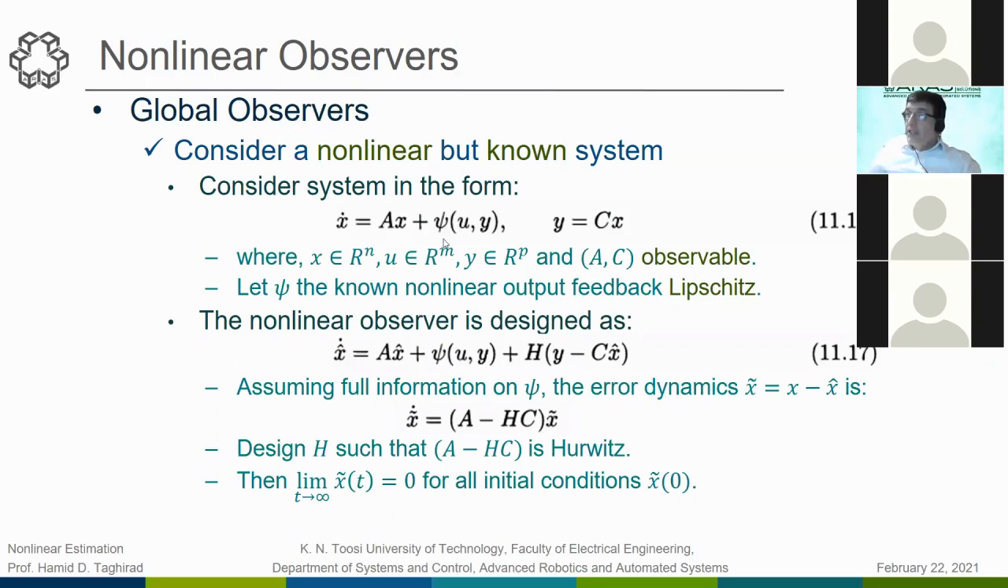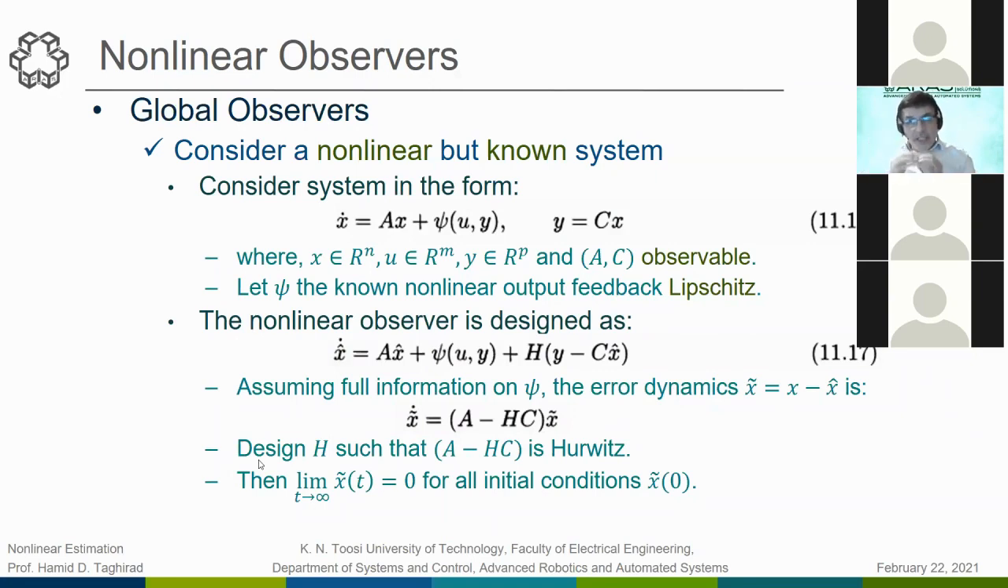So if we have this system with something here that we didn't have before, what should we do? The nonlinear observer is the previous version that we had, only we add some more detail to it. We have a psi in the model and it is known, so we bring it into the motion model of the observer, with the feedback as before. And we can show that, assuming full information on psi, if we know psi quite well, the error dynamics becomes like before, and everything goes very well.